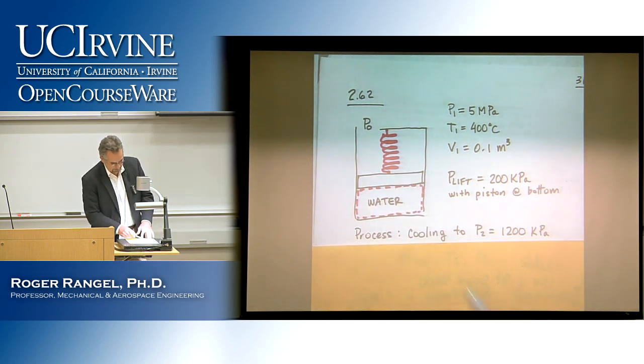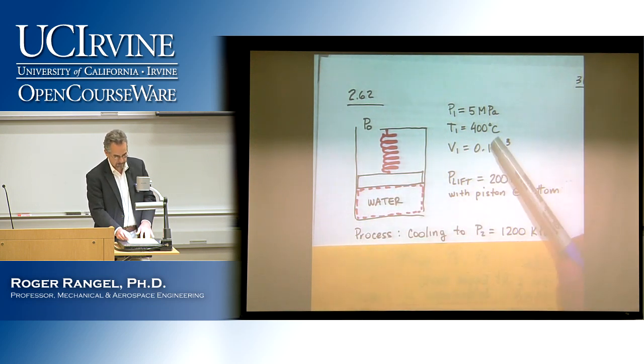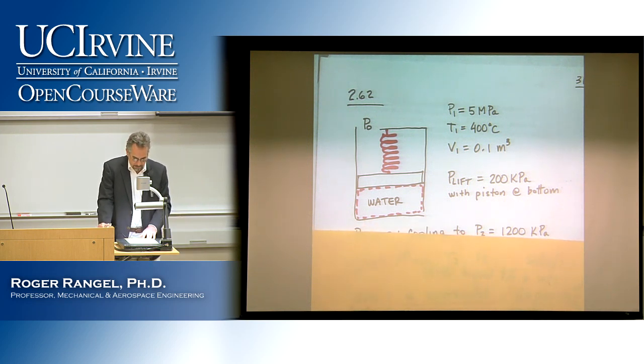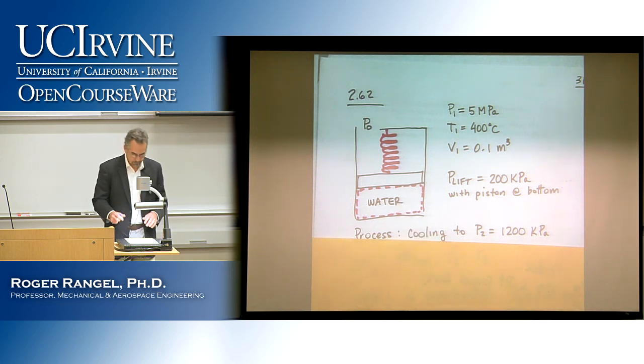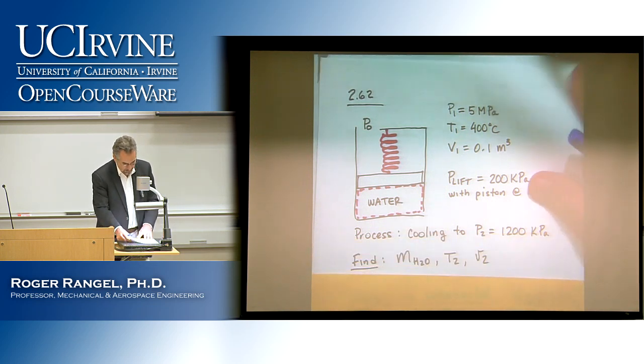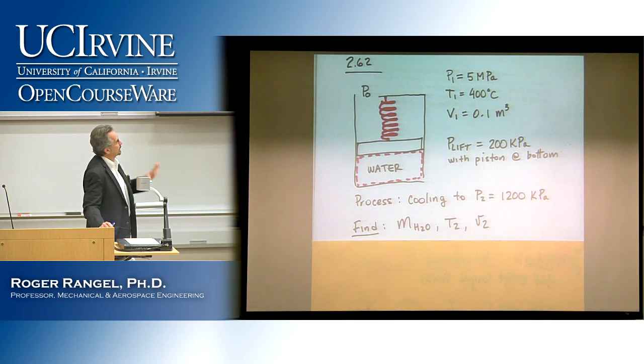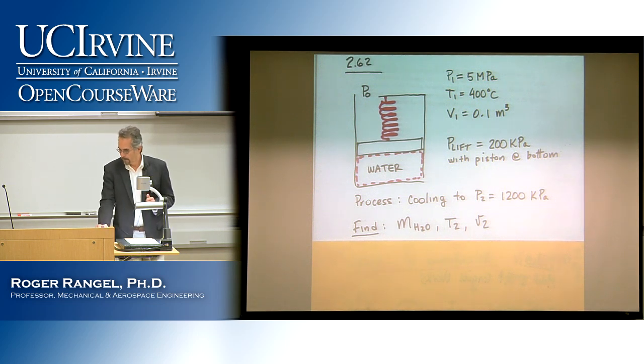And then we're told that we're going to cool this down. Obviously, it is at 400 Celsius, so if I just have a lower temperature outside, it will cool down. So I want it to cool down until the pressure inside drops to 1,200 kilopascals. And I'm asked to find the mass of the water and the final temperature and final specific volume.